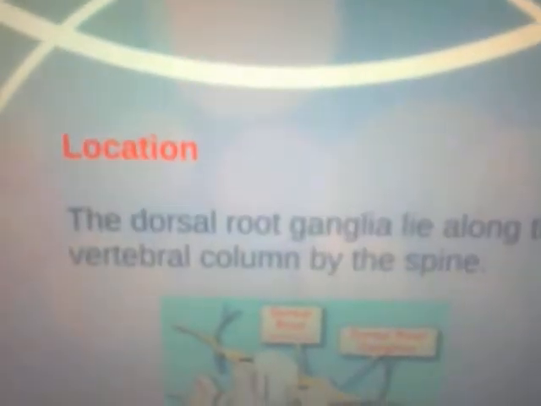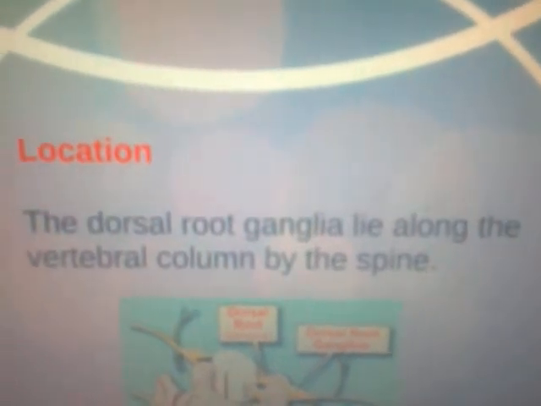Location: the dorsal root ganglion lie along the vertebral column by the spine. The nerve endings of dorsal root ganglion neurons have a variety of sensory receptors that are activated by mechanical, thermal, chemical, and noxious stimuli. In these sensory neurons, a group of ion channels thought to be responsible for somatosensory transduction have been identified.